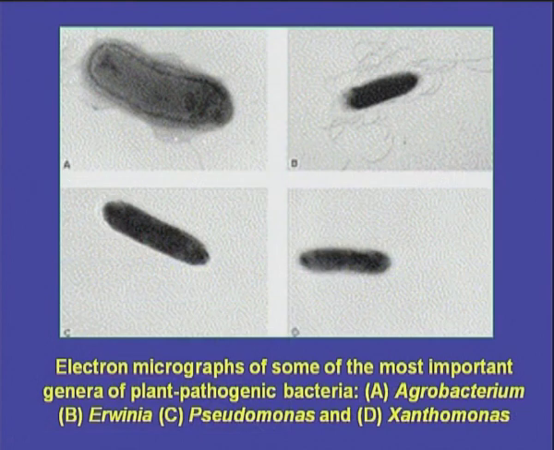Again, when we look at the bacteria under the electron microscope, how they look, we are presenting here to you, that these are the most important bacteria. As I told you, this is the Agrobacterium, this is the Erwinia, this is Pseudomonas, and this is the Xanthomonas. They are very dreaded disease causing bacteria.